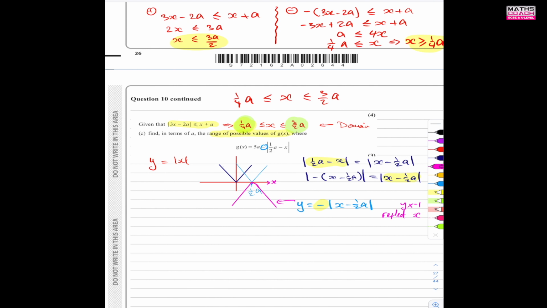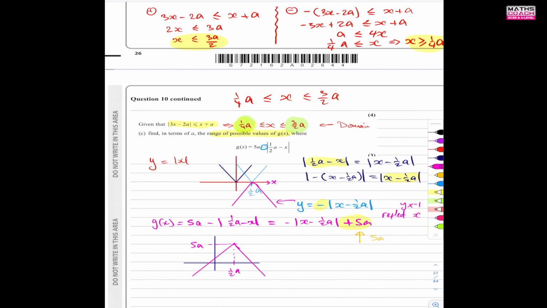And if you now go back, g of x equals 5a minus the modulus of a half a minus x, which is basically the same as minus modulus x minus a half a plus 5a. Having the plus 5a attached to it, because it's outside the bracket, means all the y values are going to go up by 5a. So you just have to move the graph up by 5a. So if I do one more sketch of the axes, our V graph will now go high up and reach here. This value here is a half of a, but the highest point is now going to be 5a because it goes up by 5a.